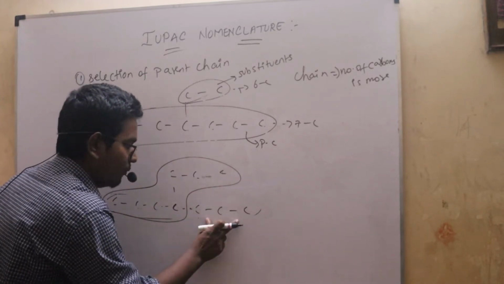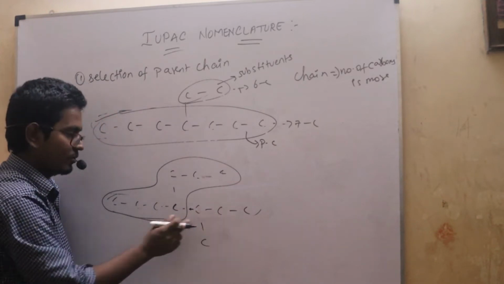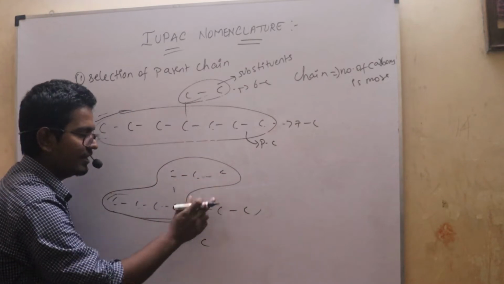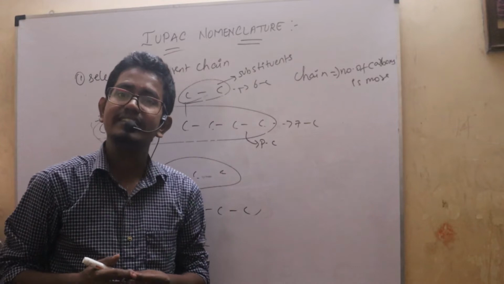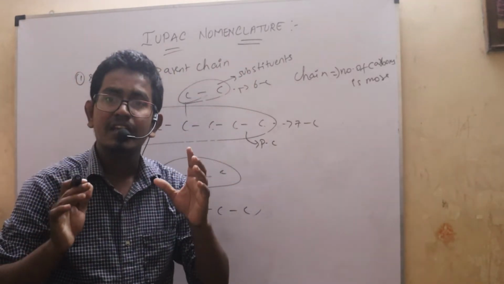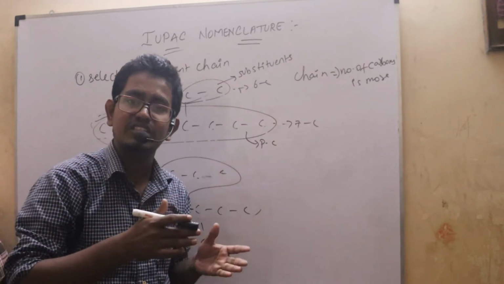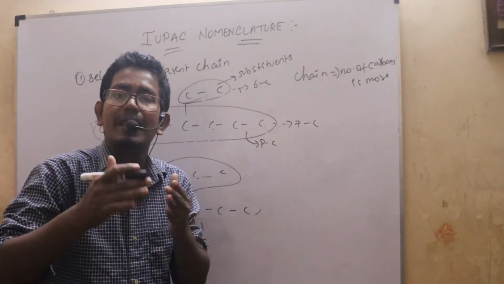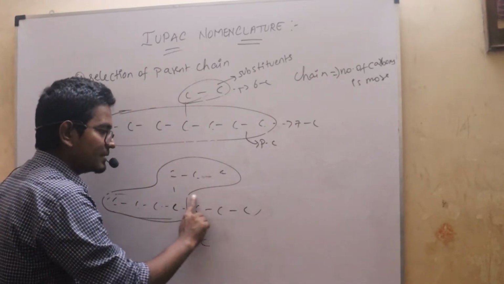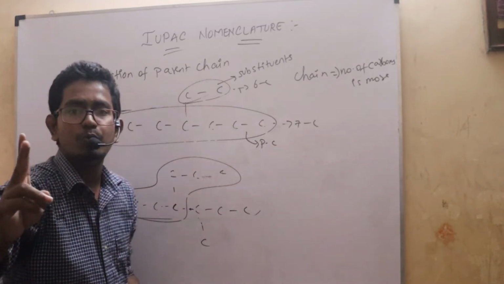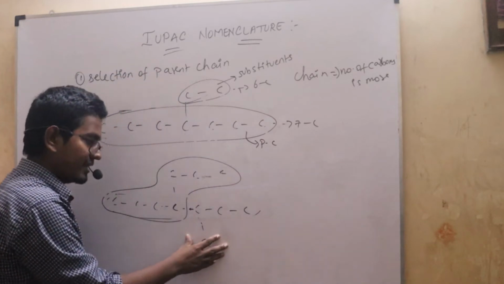If I am considering this as my parent chain, then I am getting only one branch, right? You can see here 1, 2, 3, 4, 5, 6, 7. I am getting just one branch. What I told is that we should select the parent chain, if the number of carbon atoms is the same, in a way so that more branches will be there. Here only one branch is there, but when I consider this as a parent chain, I had 2 substituents. That means I had 2 branches.